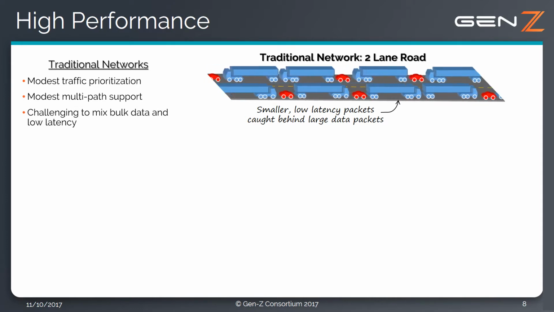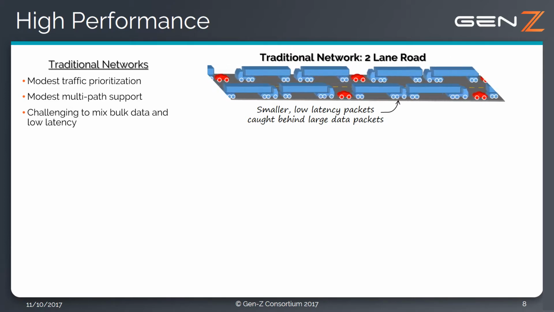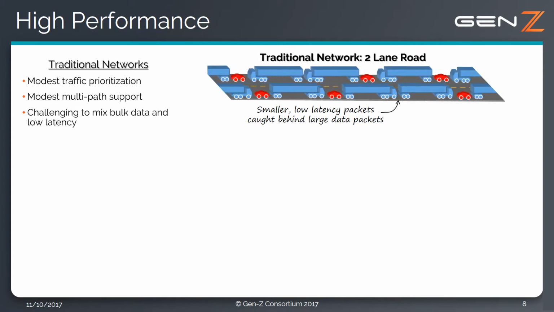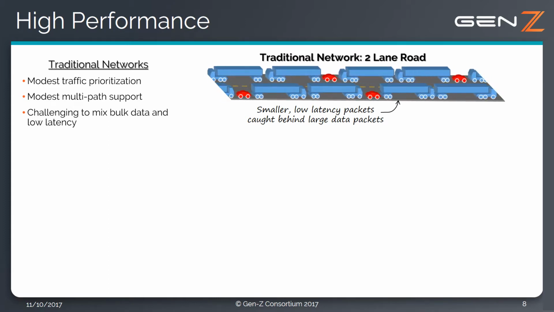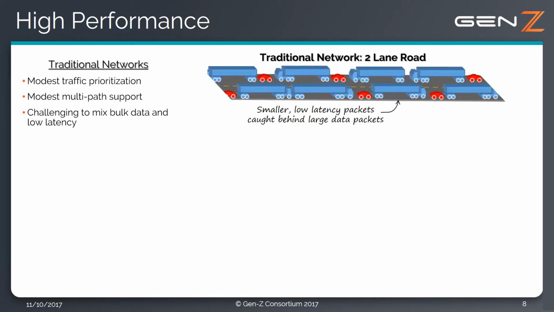Have you ever been driving your car on a 2-lane road and you're in a hurry and you get stuck behind one of those large trucks that you can't do anything about? It's frustrating, isn't it? Well, this is a lot like traditional networks today, where low latency message packets or small file data access packets get stuck behind one or more large packets that are part of a bulk data transfer. The larger the maximum packet size supported, the worse the problem is. Once a port starts transmitting a large packet, if a small low latency packet is ready to go, too bad.